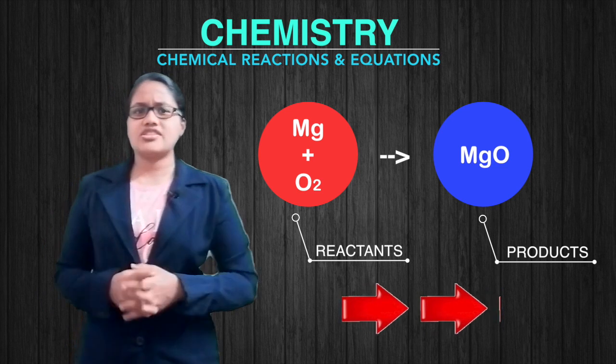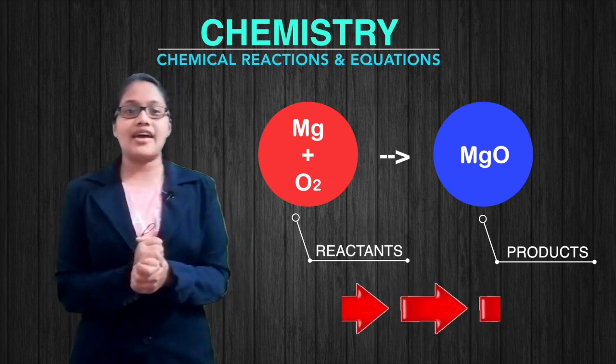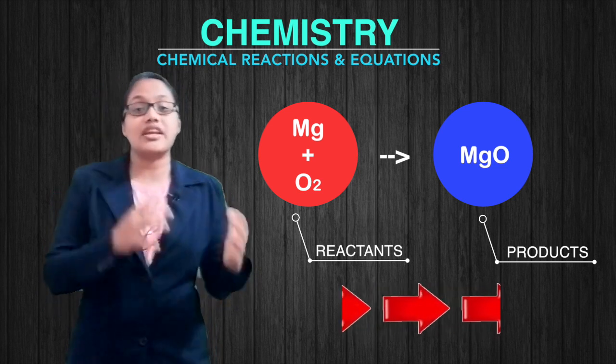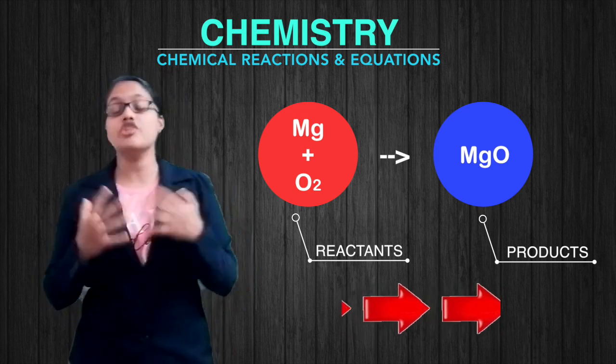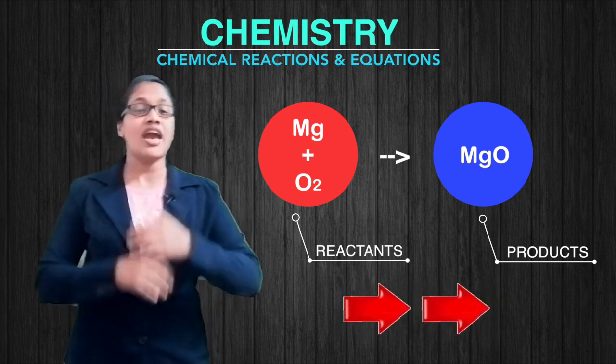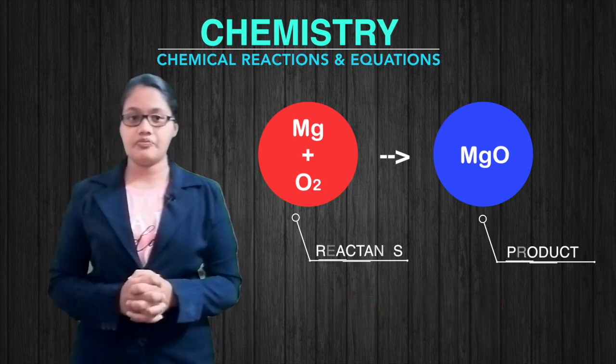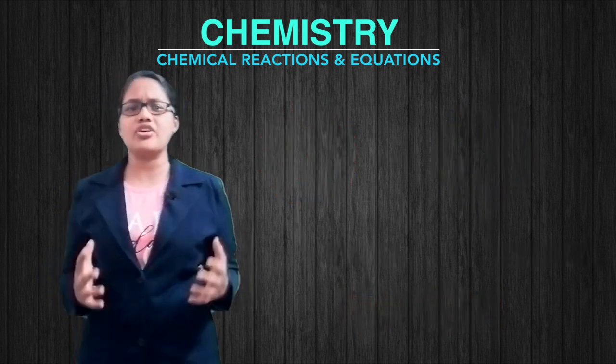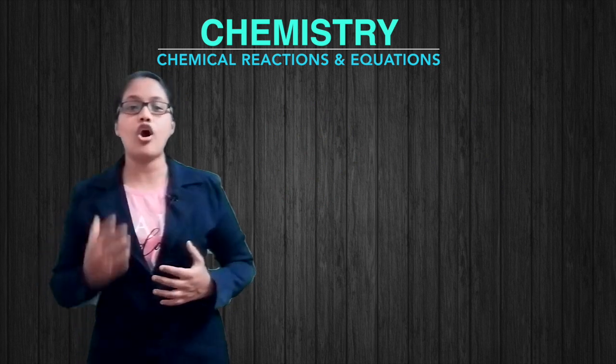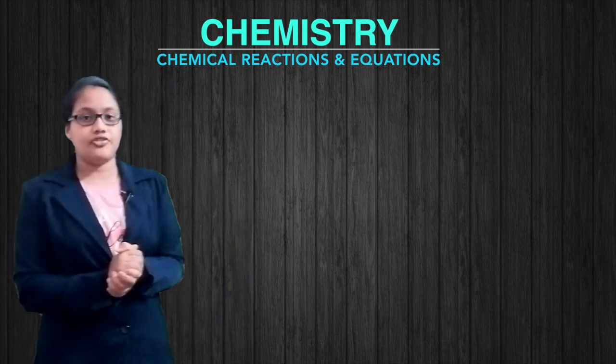During chemical reactions, a rearrangement of atoms takes place between the reactants and they form new substances having entirely different properties from the reactants. So a large number of chemical reactions keep on occurring in our daily life.